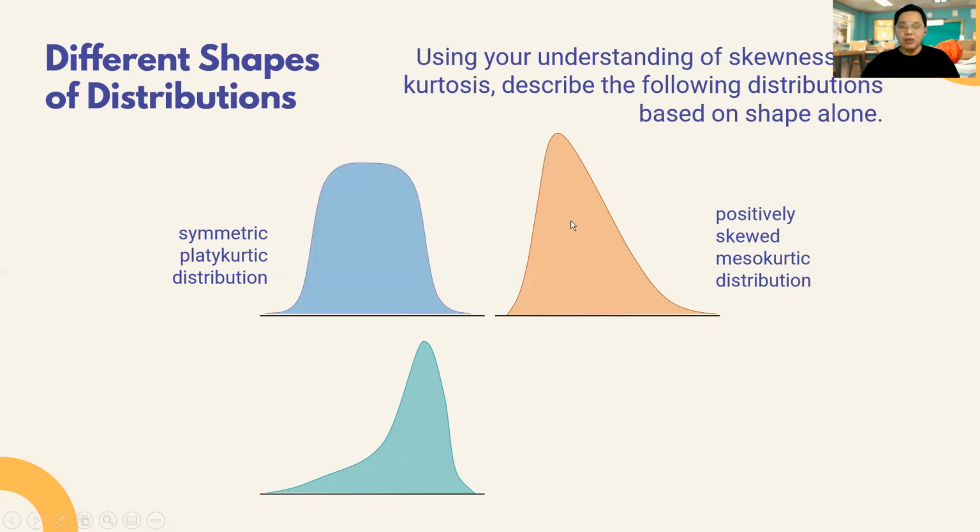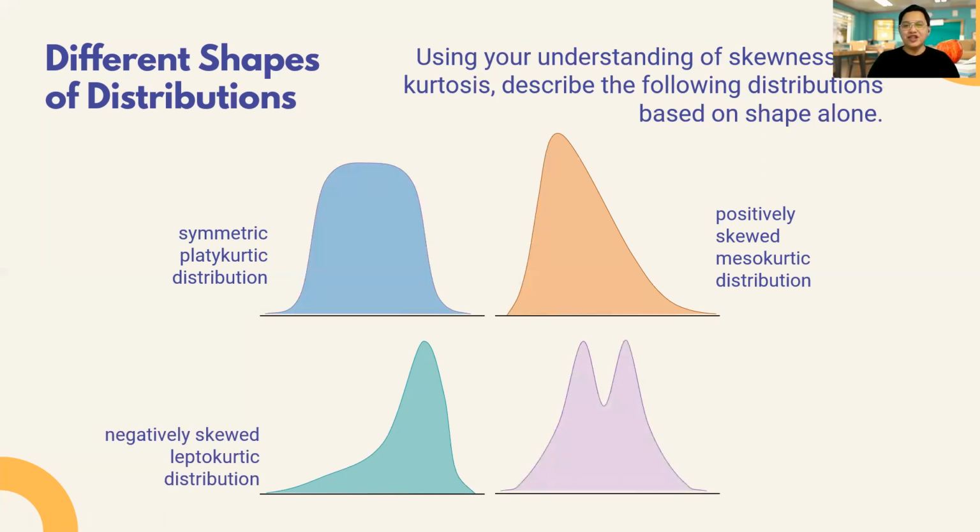And notice, we know that this is a mesokurtic distribution, right? So take a look at the amount of scores that we see on the tail. If this is mesokurtic, obviously there are more values in the tail, and the peak of the distribution is more defined and sharp. Therefore, this is a leptokurtic distribution. So it's a negatively skewed leptokurtic distribution. Let's try the last one.